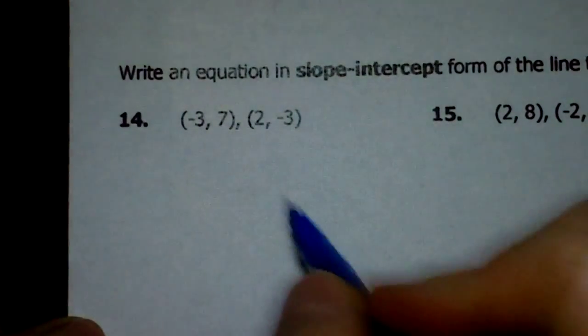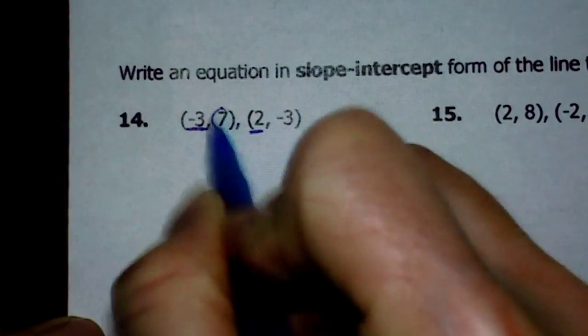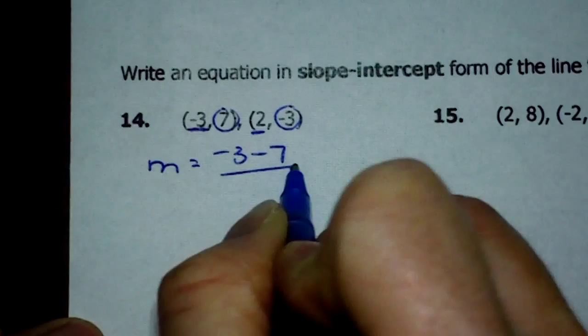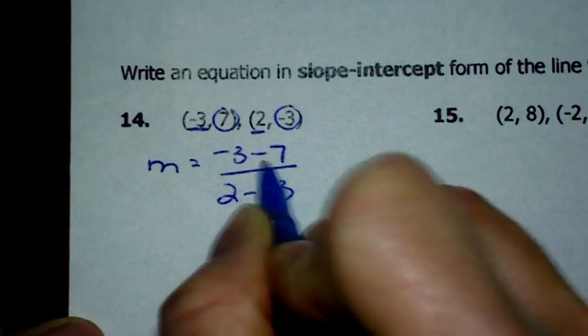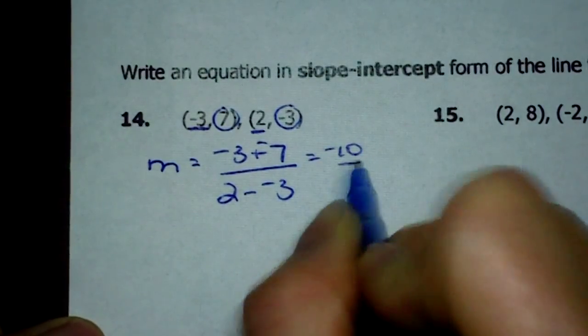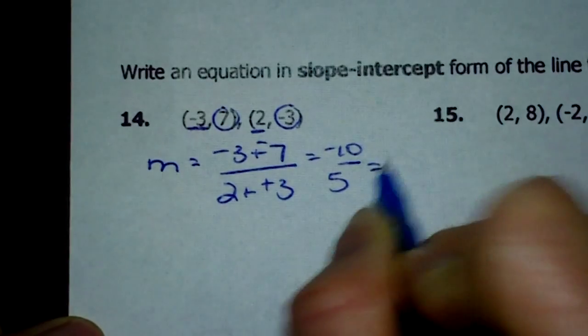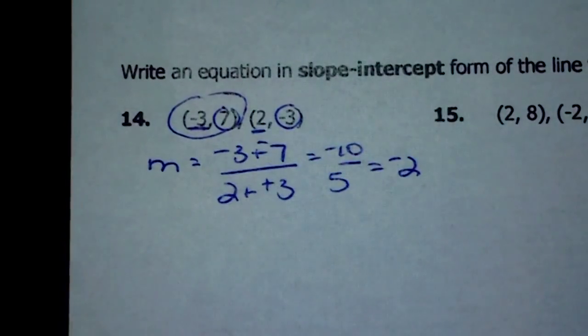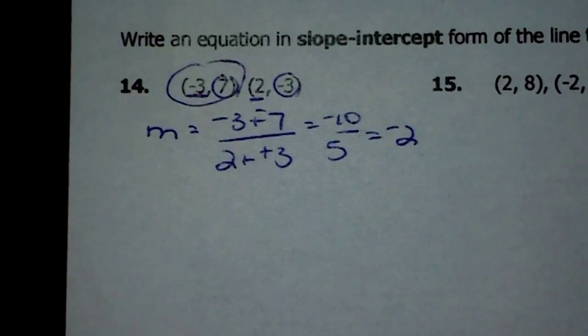So step 1, let's find the slope. Underline, underline, circle, circle. To find your slope, you take y2 minus y1 over x2 minus x1. We start off with negative 10 over 5, and we get negative 2 for a slope. All right, I'm going to use my first ordered pair. Like I said in class, I tend to use the first one. If you use the other one, you don't need to erase everything. You'll get the same answer in the end.